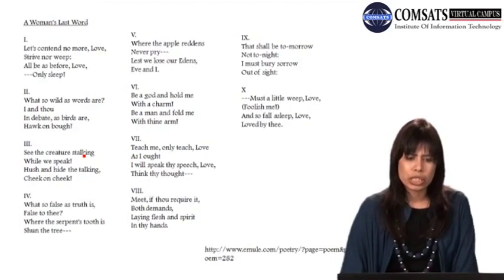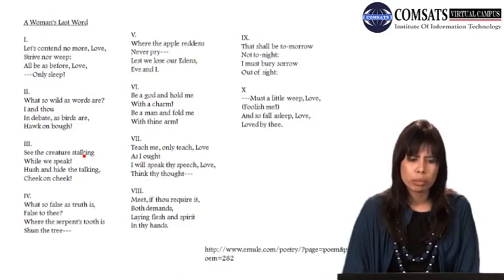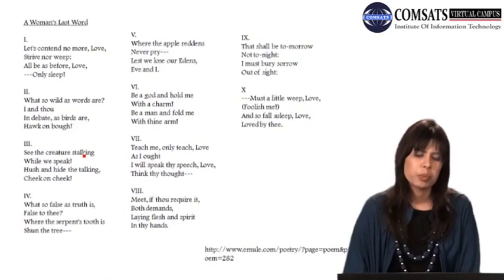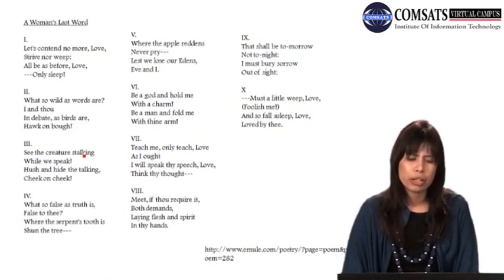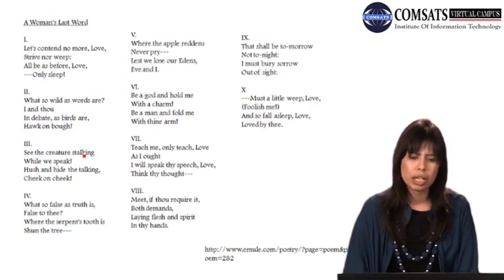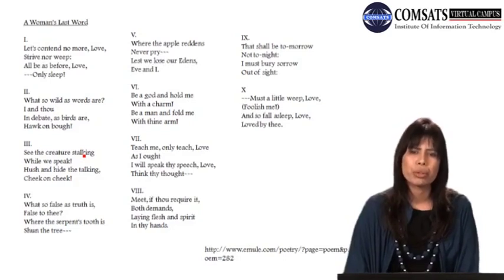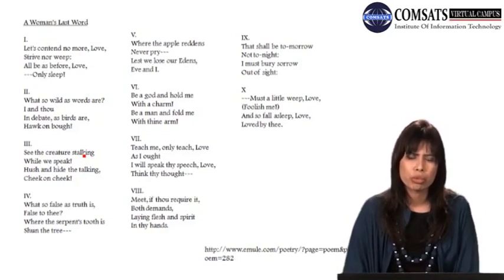First stanza: Let's contend no more, Love, strive no more, weep, all be as before, Love, only sleep. So my dear students, here I'm just telling you love and weep, and love and sleep. So the rhyme scheme here is A, B, A, B again, because love is there in the first line and third line, and weep and sleep, you could see the same sound at the end of verse number 2 and 4, and the long E sound as well.